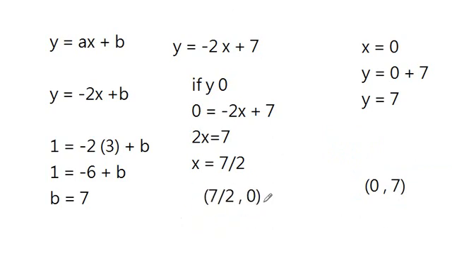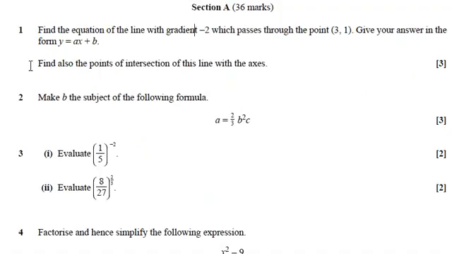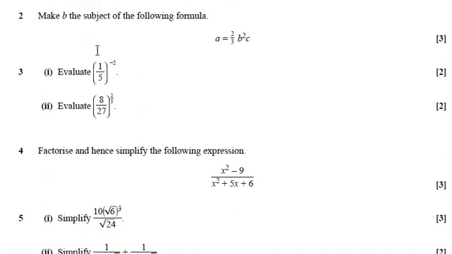Sometimes people do a double slash next to their answer to mark it as the final answer, so that the marker can see which specific place to look for the answer. Okay, so you've got the first 3 marks on that, and now go over to question 2. Let's make b the subject of a equals that.